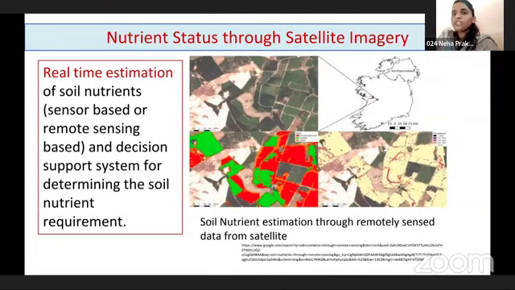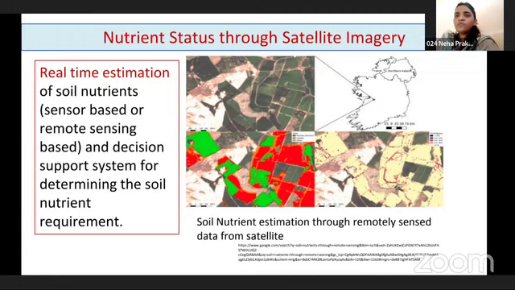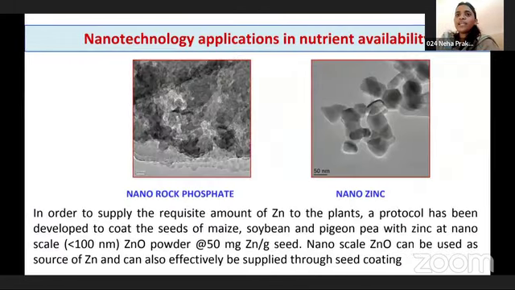However, with remote sensing, there are satellite images from which we can know about our recent condition. What is the nutrient status of our soil? We can estimate the nutrient condition from temporal satellite imagery, which is also known as hyperspectral technology. Then there is nanotechnology application in nutrient availability. The best examples are nano zinc and nano phosphate. By using a low amount of fertilizer in our field, we can sustain our soil system.